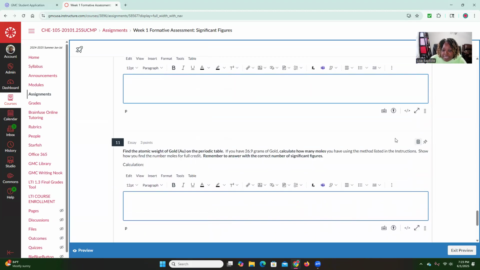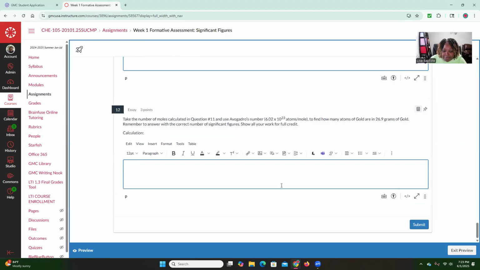So everywhere you see a calculation, there is a calculator that's provided. Very important. Once you've completed all your work, you want to make sure you hit that submit button. Once you've hit the submit button, then it's submitted so that it is ready to be graded.